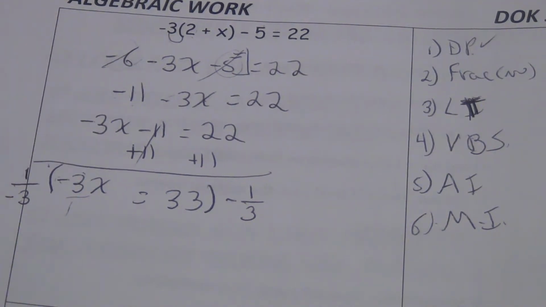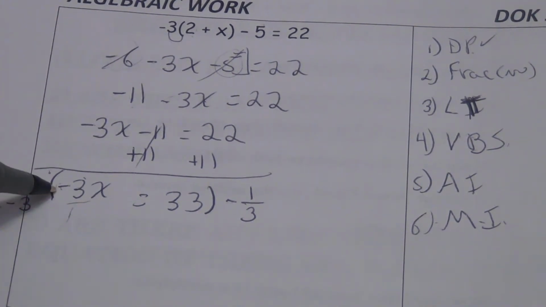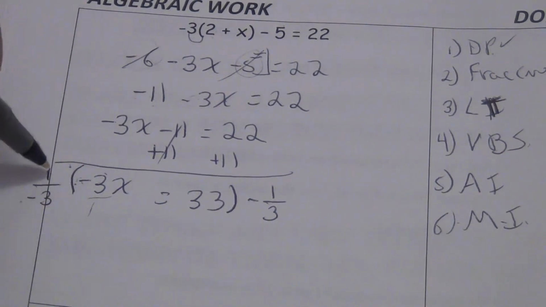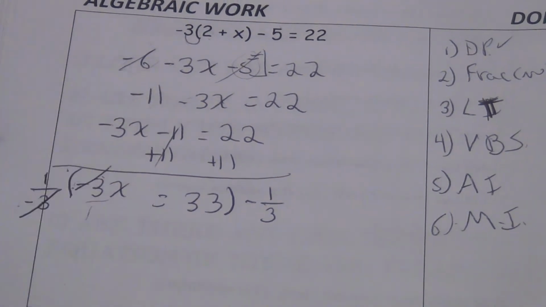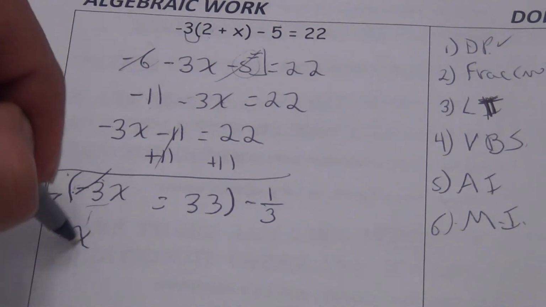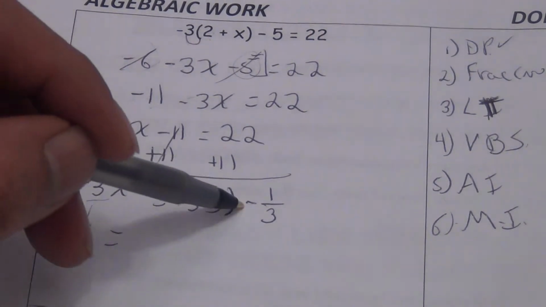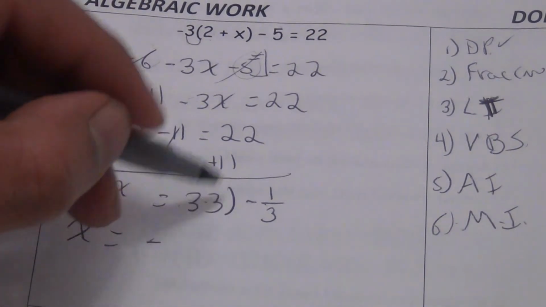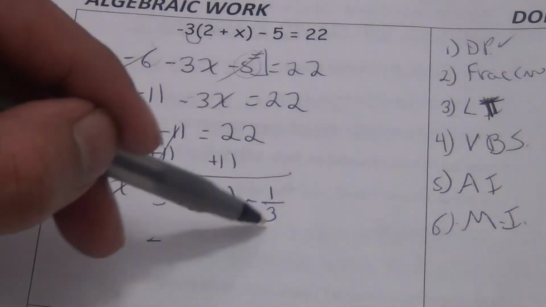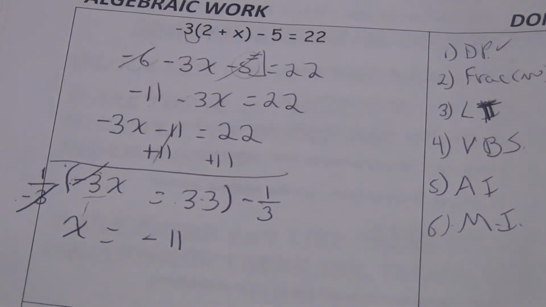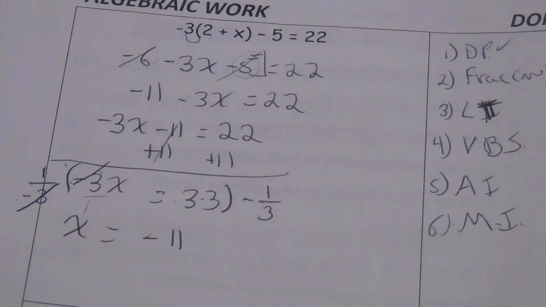So anyways, let's go back. Negative times negative is positive, right? And anyways, what is the idea behind the reciprocal or the multiplicative inverse? To cancel out the numbers and leave you with the variable that you want. Okay, positive times negative is negative. 33 times 1 is 33 over 3. So 33 divided by 3 is 11. And boom, we got it.